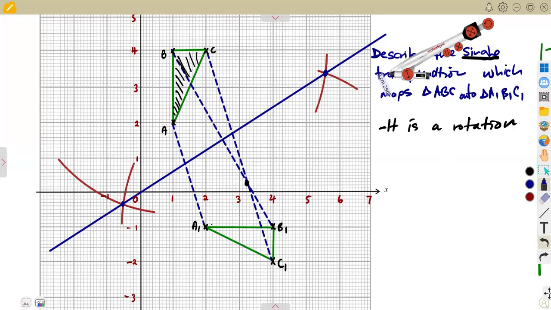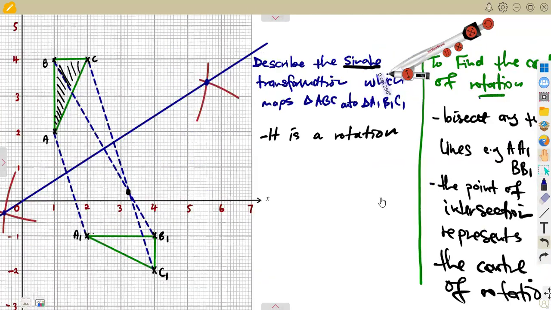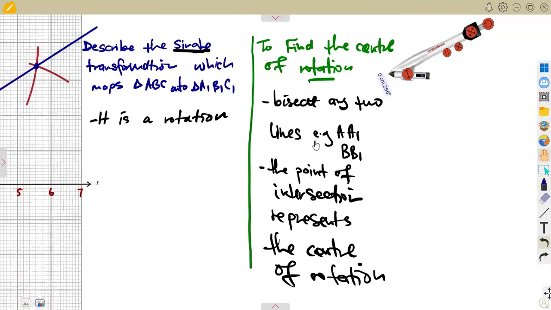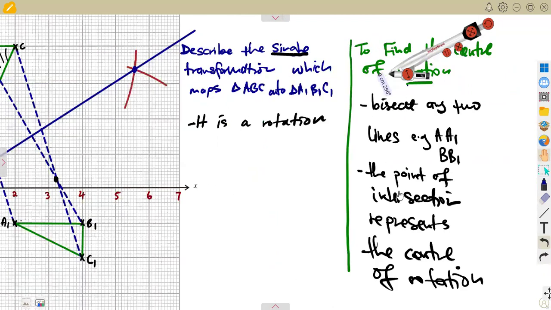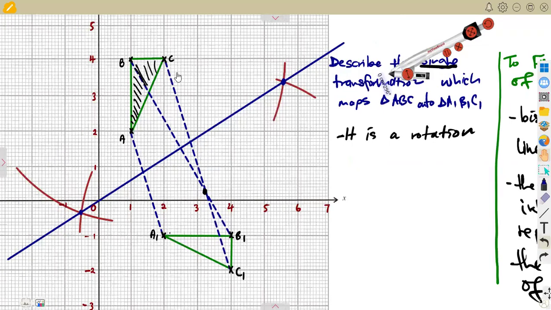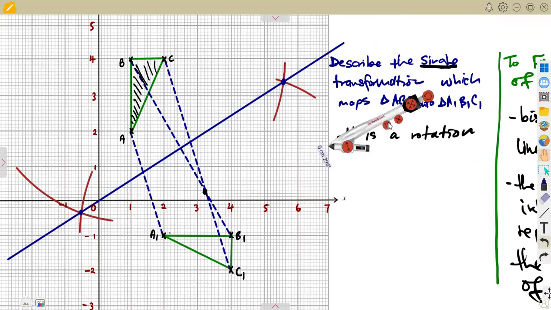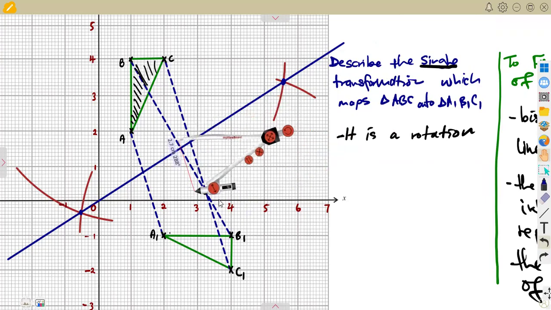But remember, you are supposed to bisect how many lines? Two. Bisect any two. Okay. So you bisected B to B1. So you can also bisect C to C1. All right. So in this case, I'm going to use C and C1.